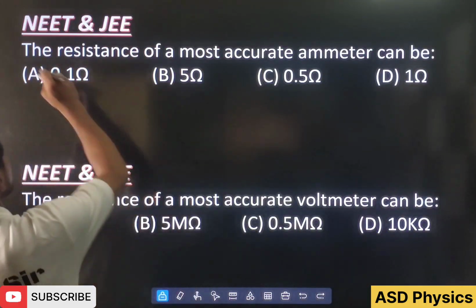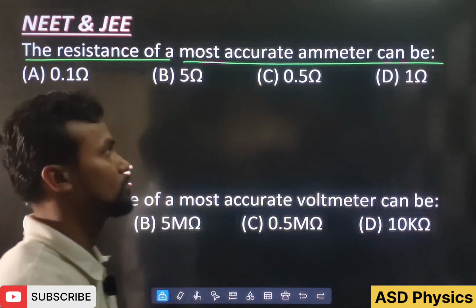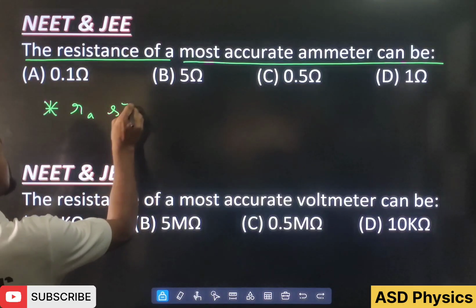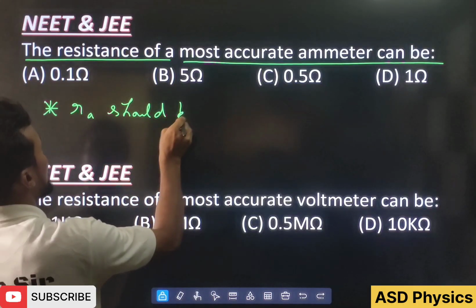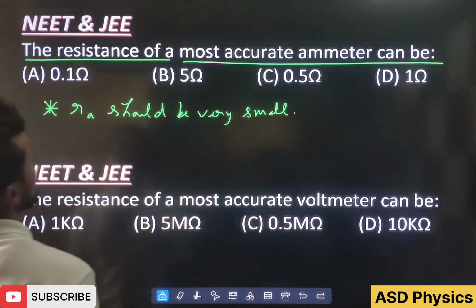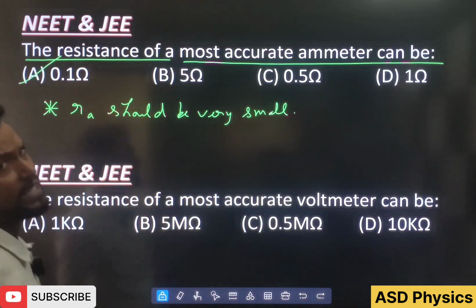The question is, the resistance of a most accurate ammeter can be how much? We know that RA should be very small. Just check the options and tell me which one is the minimum. 0.15, 0.51 ohm. So you can see very well, option A is the answer.